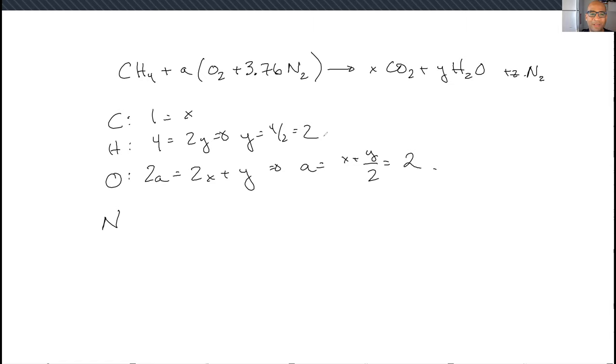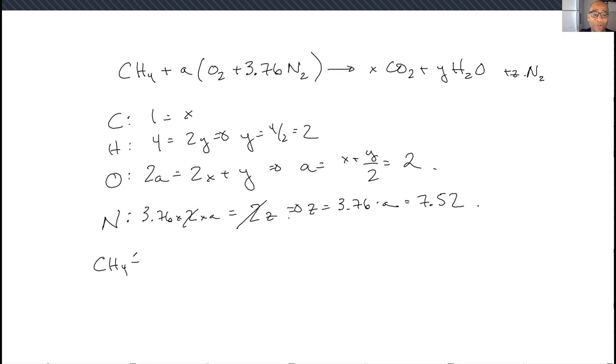And then the nitrogen. Actually, I know everything on the left side now, but the nitrogen gives me 3.76 times 2 times A is equal to, no nitrogen under that, 2Z. Okay, so the 2s are going to cancel out. So this gives me Z is equal to 3.76 times A, which makes sense, right? Because A is the number of moles of oxygen, and so Z is going to be 3.76 times that. This is the amount of moles of nitrogen, because for every molecule of oxygen I have to bring in 3.76 molecules of nitrogen. So 3.76 times 2 is 7.52.